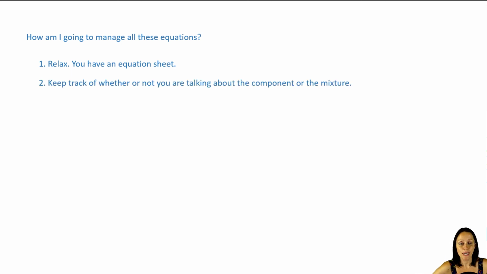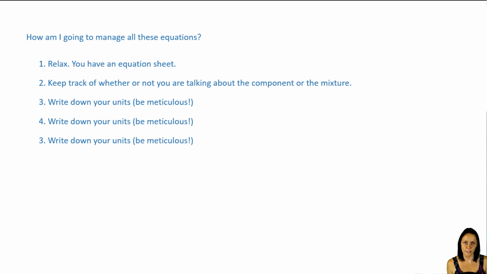Number 2, keep track of whether or not you're talking about the component or the mixture. So if you're talking about the component, you make sure that there is a subscript i or subscript whatever component is on that term just to keep track, because if you don't have a subscript, that indicates that you're talking about the mixture, unless you put a little m there to indicate that you're talking about a mixture, however you want to handle it. And number 3, write down your units.